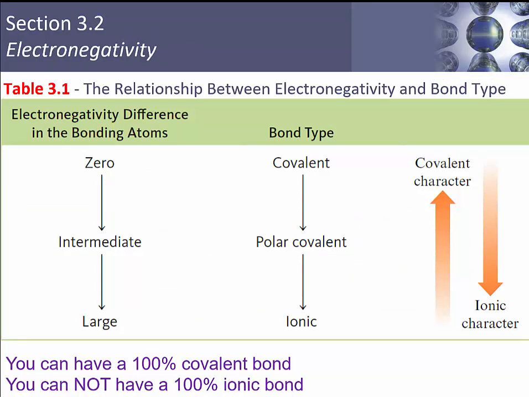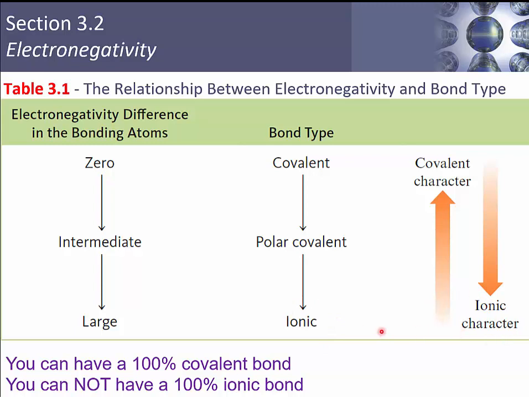And so we've got a relationship between the electronegativity and the bond type. If the electronegativity difference between the bonding atoms is 0, it's going to be a covalent bond. So our covalent character increases as the electronegativity difference gets close to 0. If we've got a slight, intermediate difference between them, it's going to be a polar covalent bond. If you've got a large difference between the electronegativities, you're going to form an ionic bond, and you're going to have more ionic character.